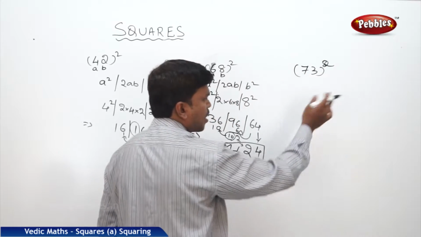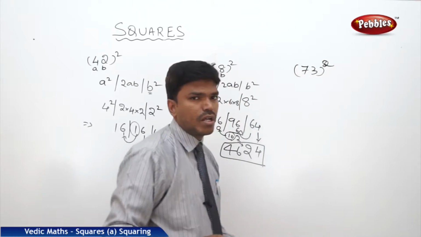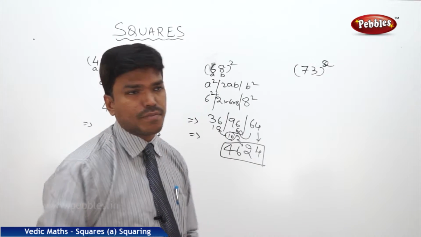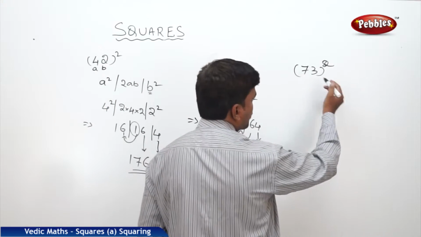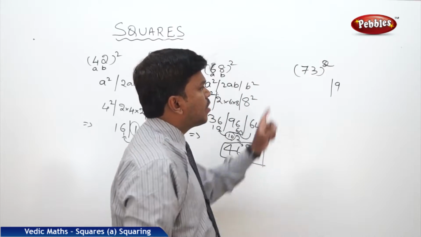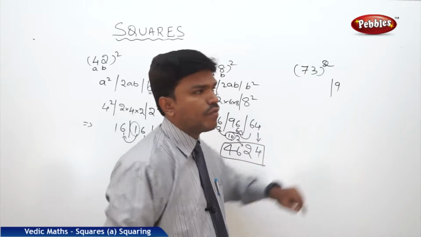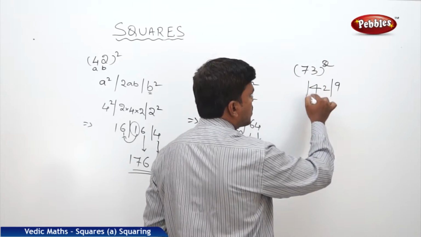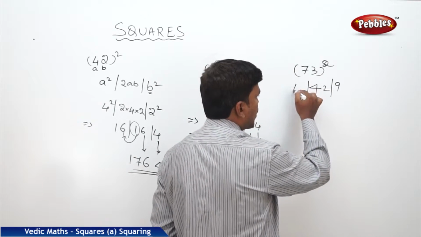One more example. I want to calculate, say, 73 square. Start from the right side. This time I won't tell you the formula, and I will put the direct steps. B square means 9. 2AB, 2 sevens are 14, 14 threes are 42. A square means 7 square, 49.